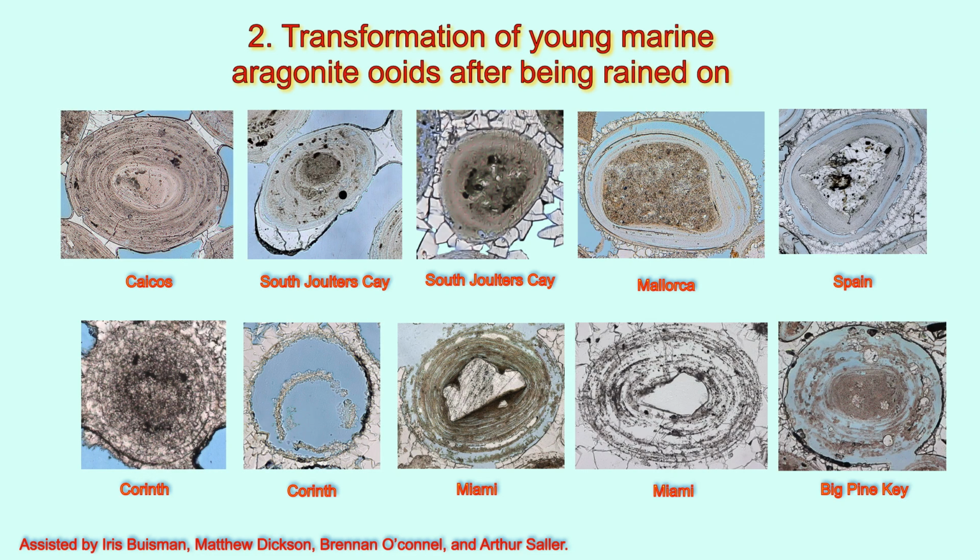This selection of different-looking grains were once all similar marine aragonite ooids, but they were raised above sea level and rained on, under different climates, for 1 to hundreds of thousands of years. This video documents the petrographic changes these ooids have undergone, using just 1 or 2 samples from 7 different freshwater systems across Europe and the Caribbean.